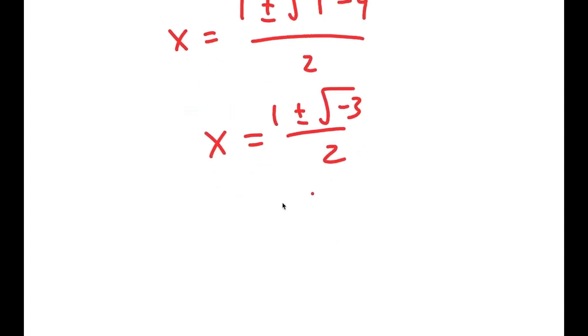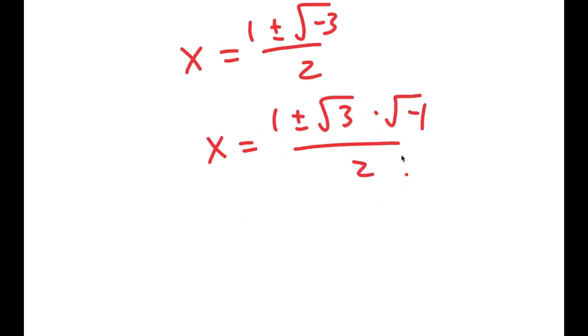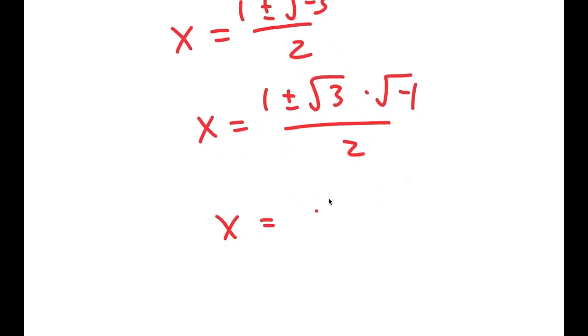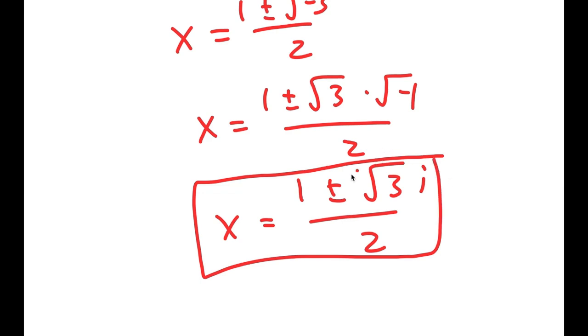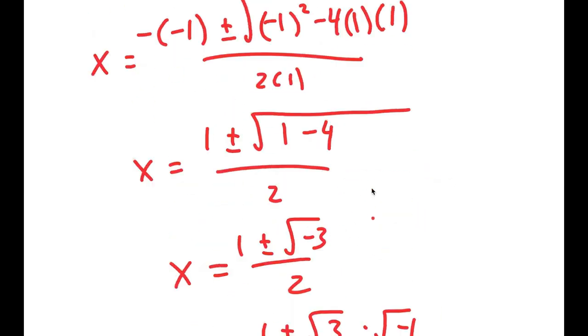And the square root of negative 3, I can rewrite that as the square root of 3 times the square root of negative 1. And if you didn't already know, the square root of negative 1 is equal to i. So I get (1 plus or minus the square root of 3 i) over 2. So these are two more solutions, and these being imaginary solutions.